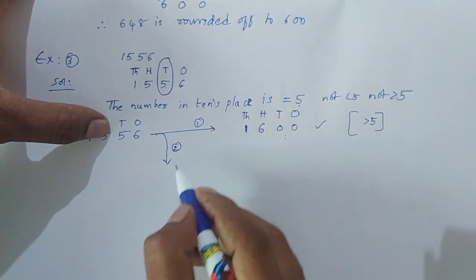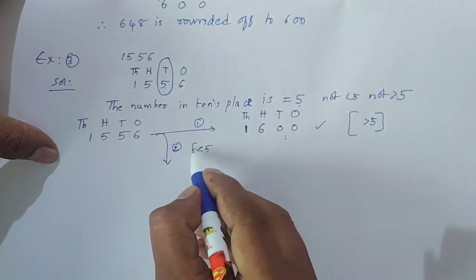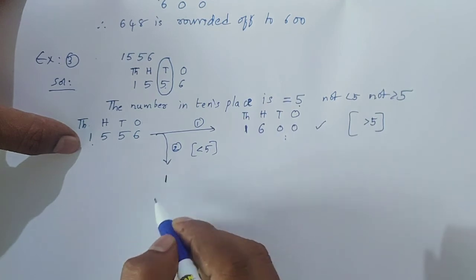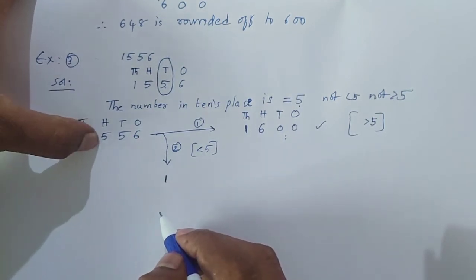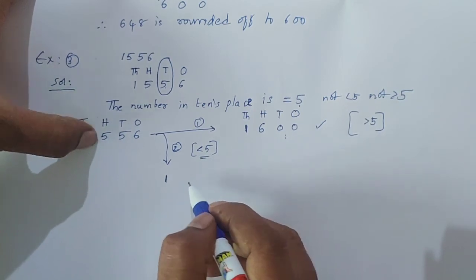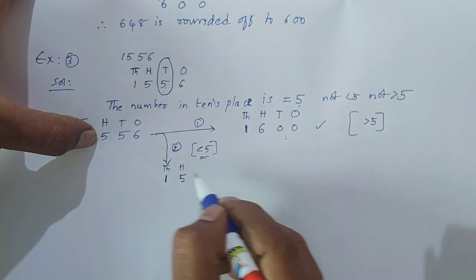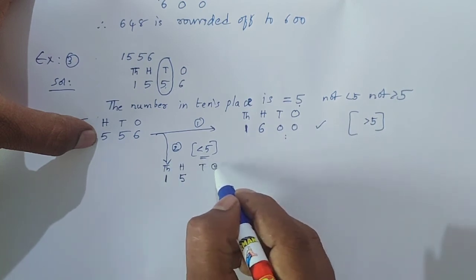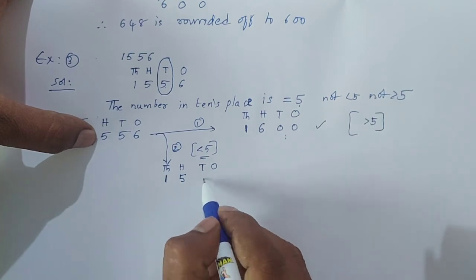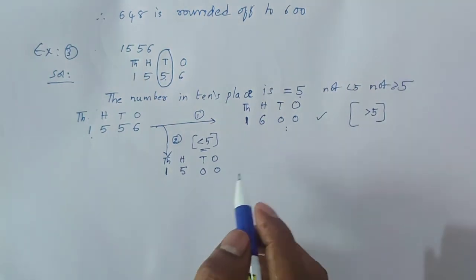In the second method, we follow the less than 5 method. Here in the thousand place we have 1, we simply write 1. In the hundreds place 5. Since in the case of less than 5 we don't change the number in hundreds place, we follow the same. In both methods you have to write zeros in both tens and ones places.